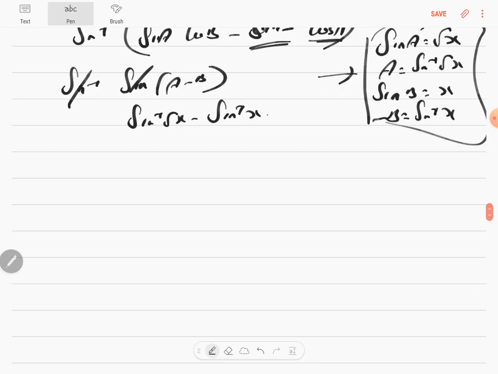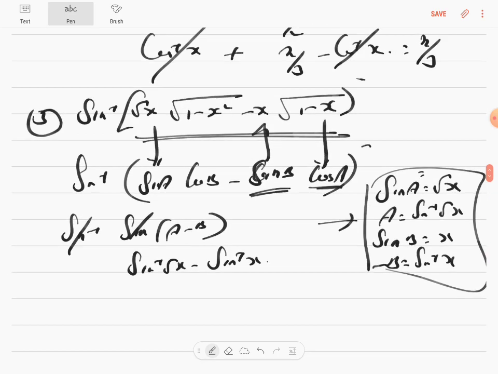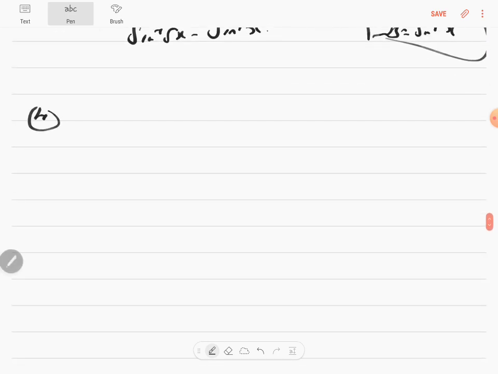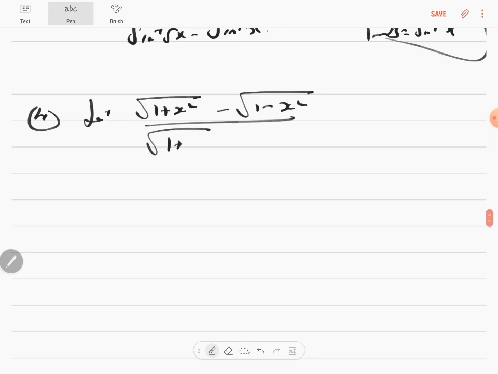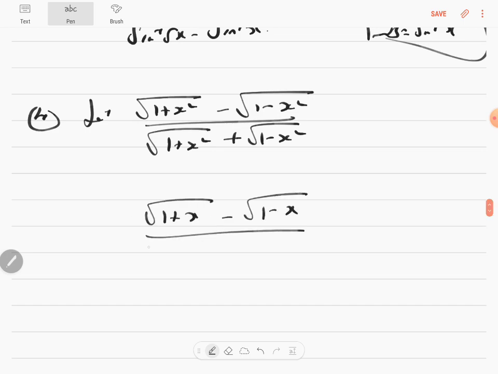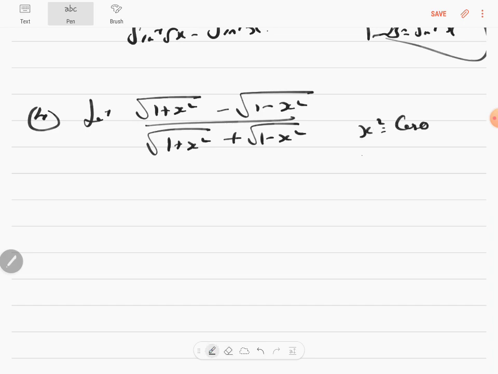So let's go to the next sum. The next sum for the day is the fourth sum, where it's given that tan inverse of root of 1 plus x square minus root of 1 minus x square by root of 1 plus x square plus root of 1 minus x square. This is similar to the textbook sum, where it was the same sum with 1 plus x, 1 minus x. Then we substituted x is cos theta, if you remember. So instead you say x square is cos theta, same format. Theta is cos inverse of x square.